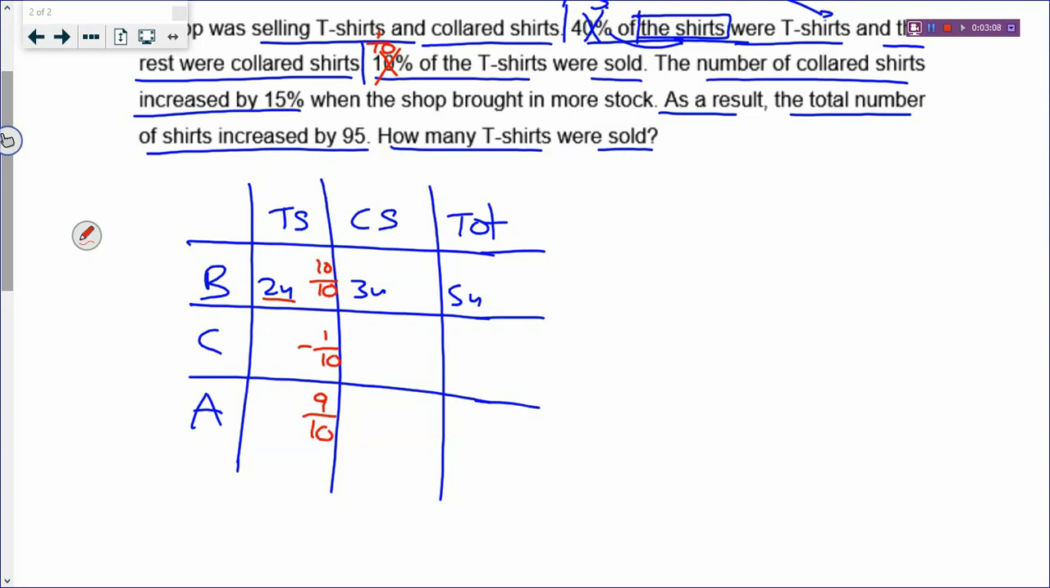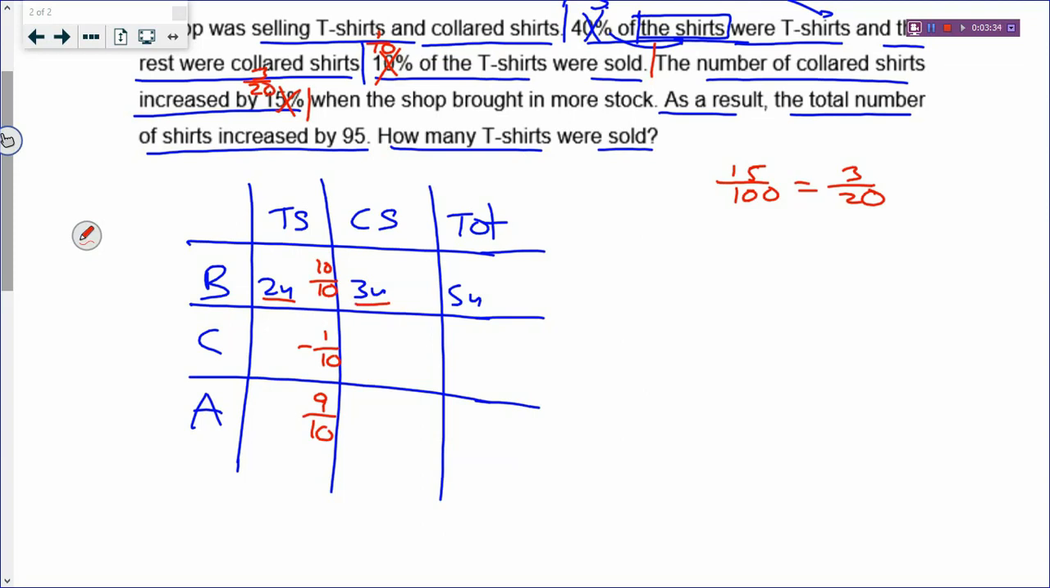All right, and then you go to the next sentence. The collar shirts increase by 15%. So again, there is a percentage there. So I will change it into a fraction, in simplest form, 3 over 20. So the collar shirts increased by 3 over 20. So can I put the fraction into the box also? Yes, I can, because there's something in the box on top for the collar shirts.